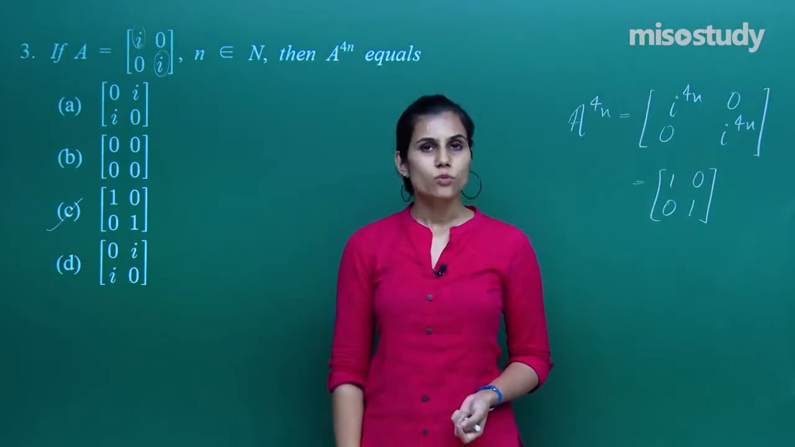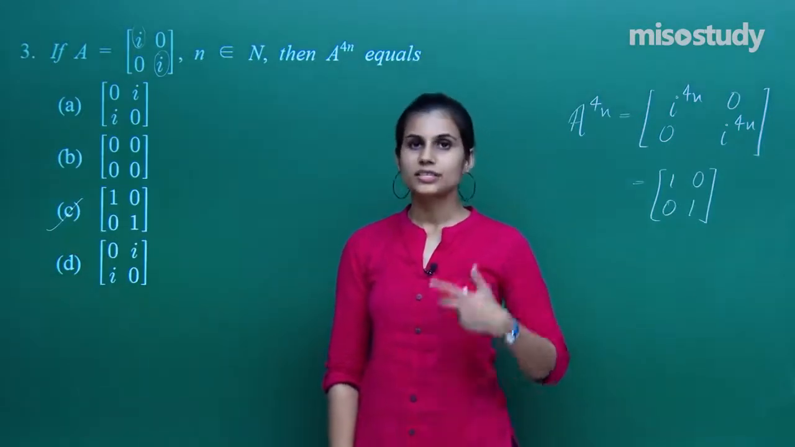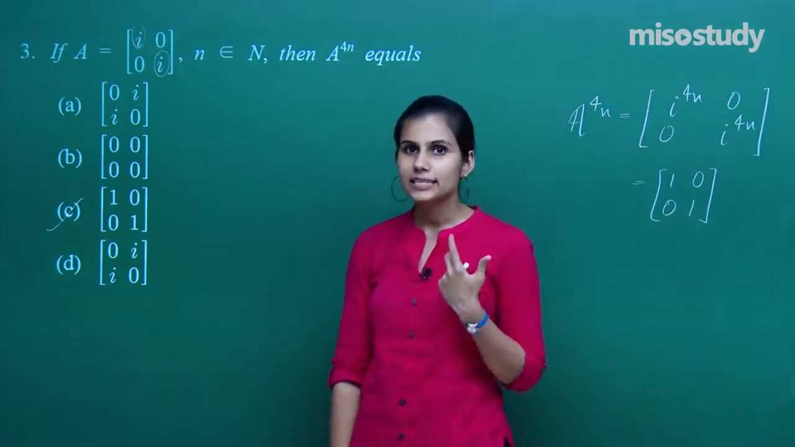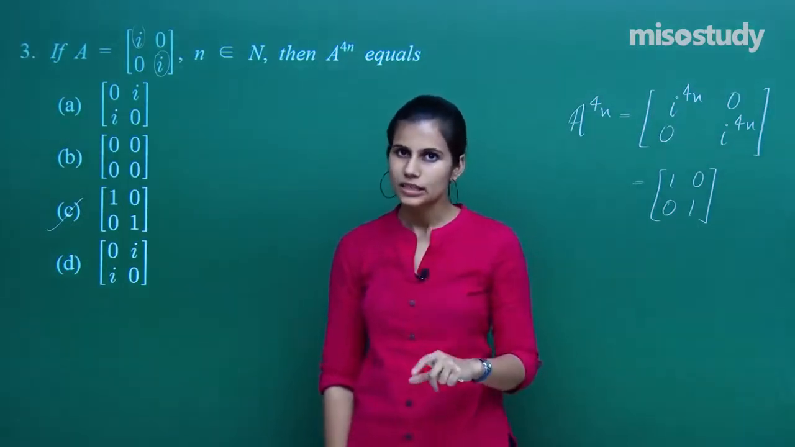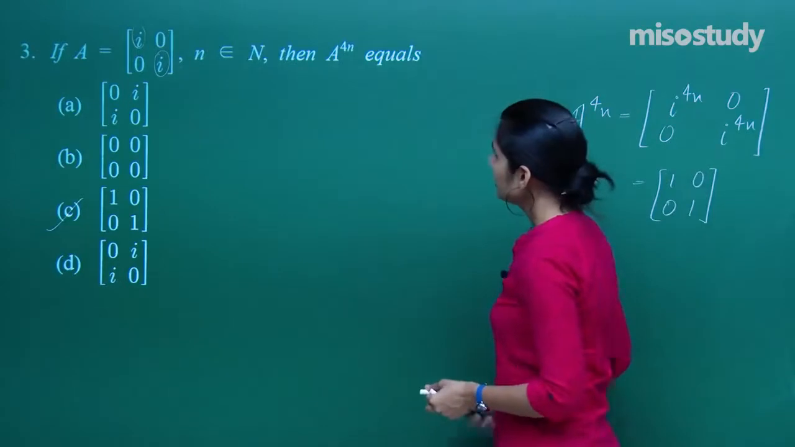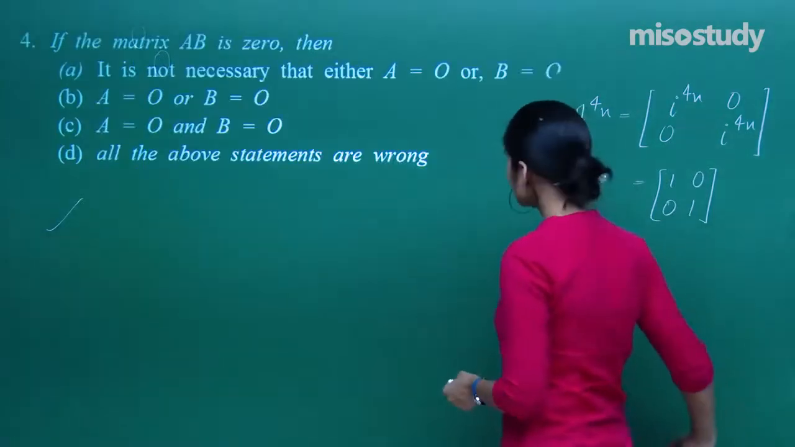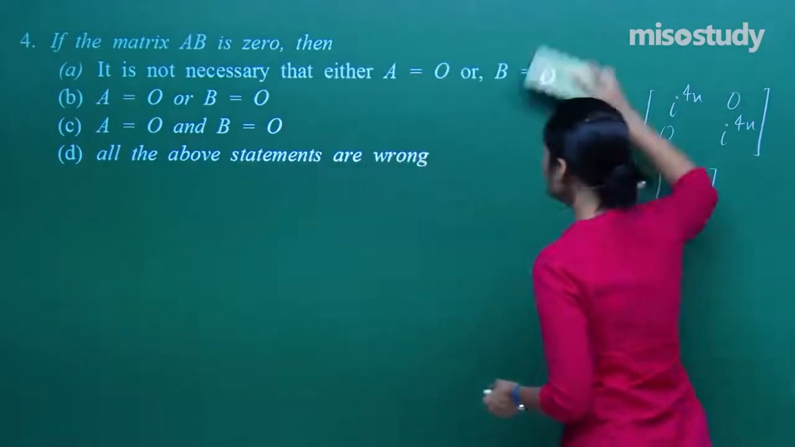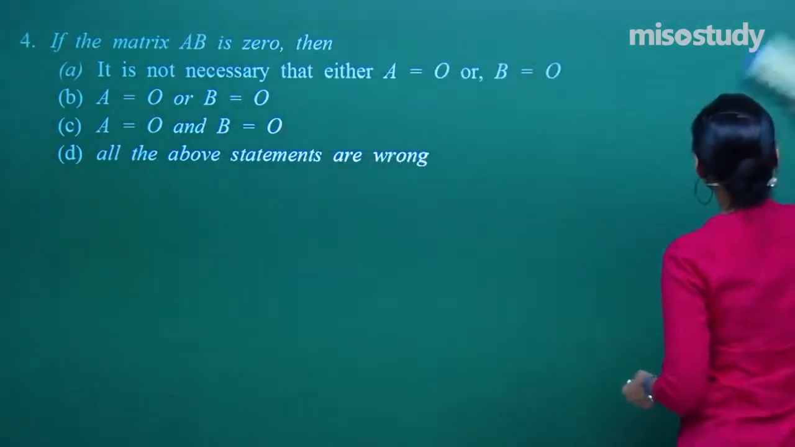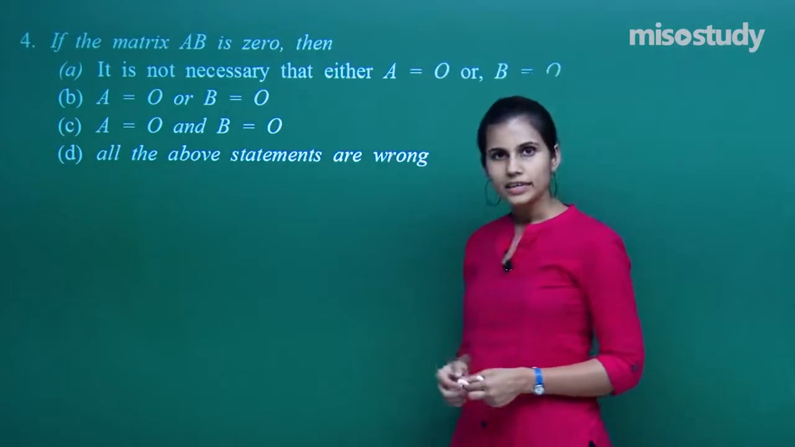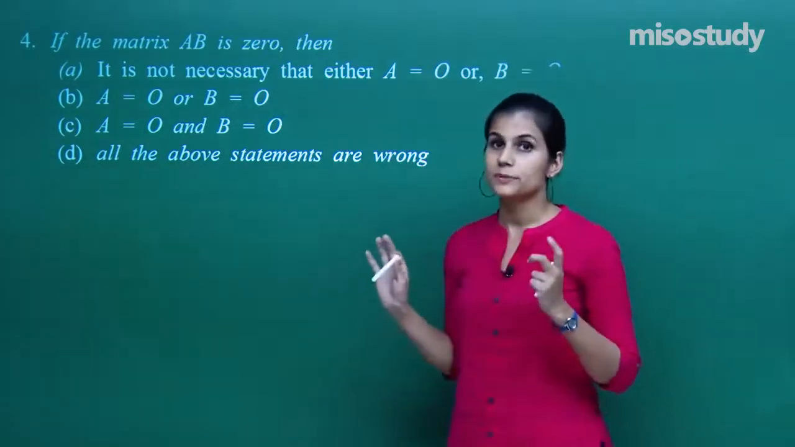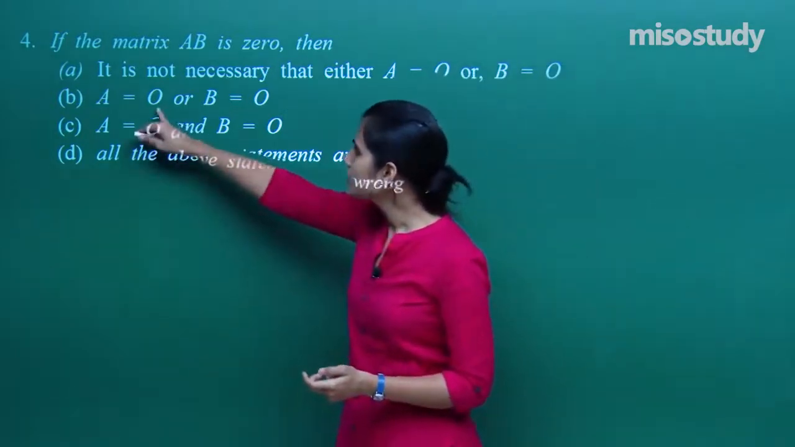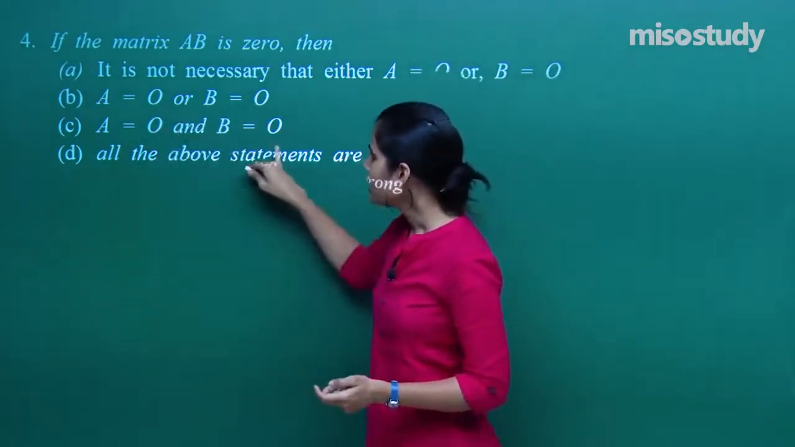Just the concept that when you talk about diagonal matrix, raise it to any power, the answer is still a diagonal matrix and the power basically gets attached to just the diagonal components, right? Next you have if the matrix AB is 0, so A into B is 0, then which one is true? So we've done this in the theory sessions as well. Very nicely, you can just directly see the concept is being asked. If the matrix AB is 0, then is it true that A has to be 0 or B has to be 0 or both have to be 0?